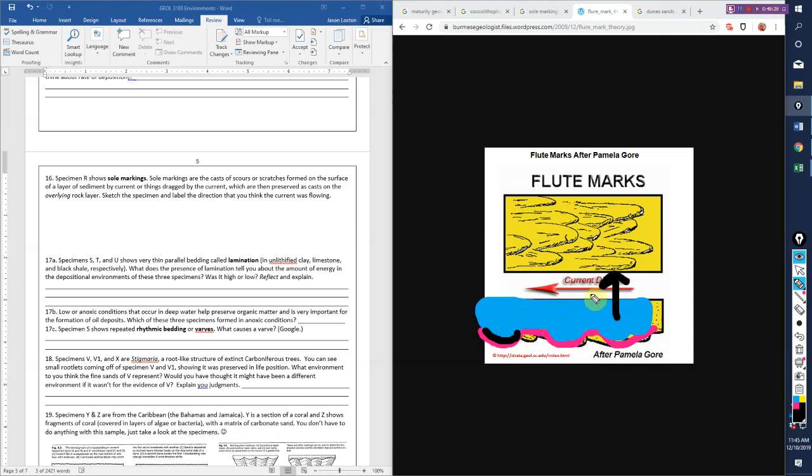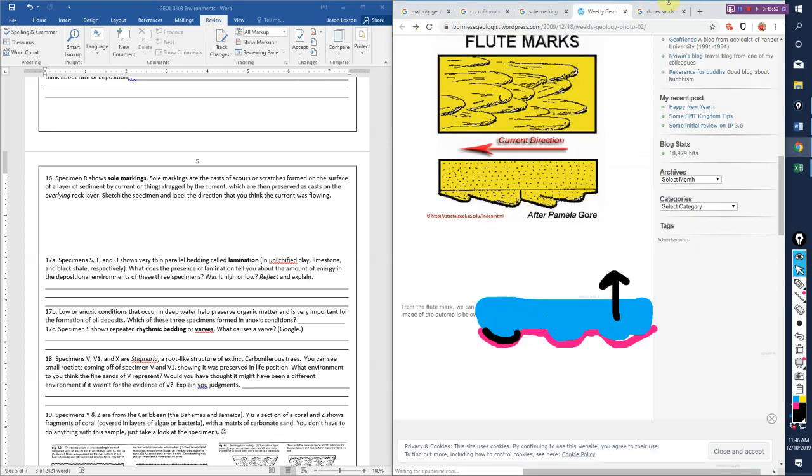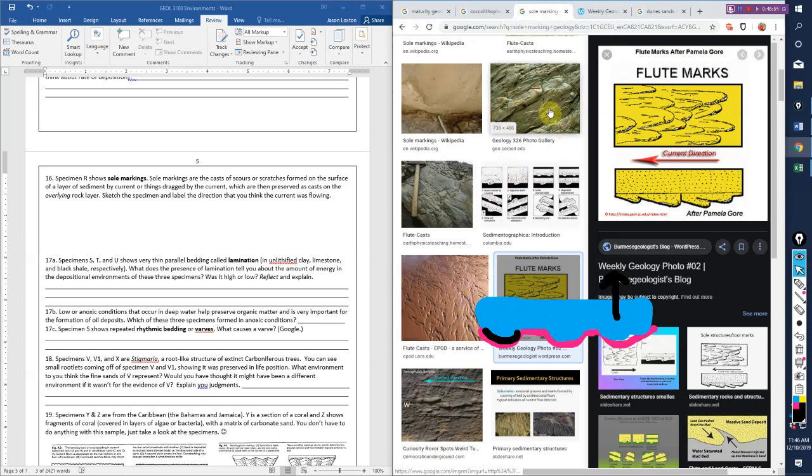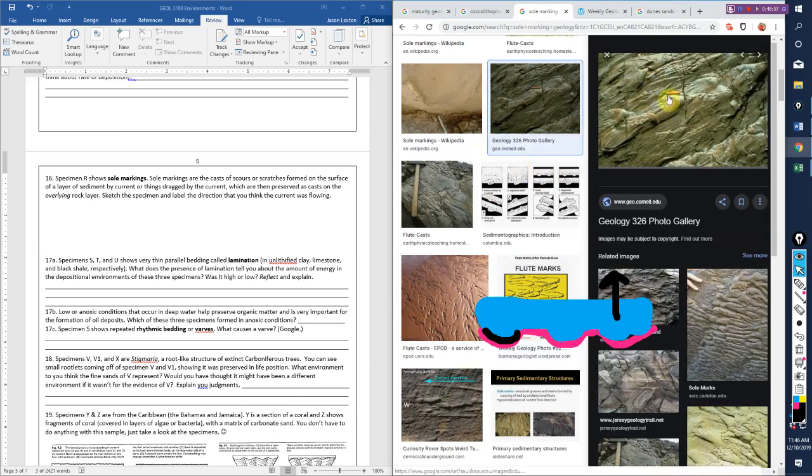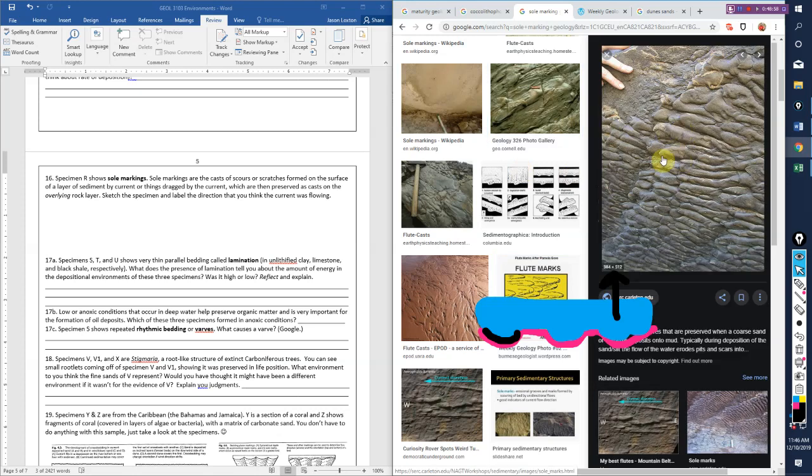A sole mark is a structure which is actually a cast of a structure that used to have negative relief. So it's not the original structure, it's a cast of it that occurs on the bottom of the rock that used to lie over top. We actually use these in geology to figure out which layer is up. If you come across, like in this example here, some sole marks right there, you know that you were looking at the bottom of a layer, and that the top of the layer is on the other side of this right here.